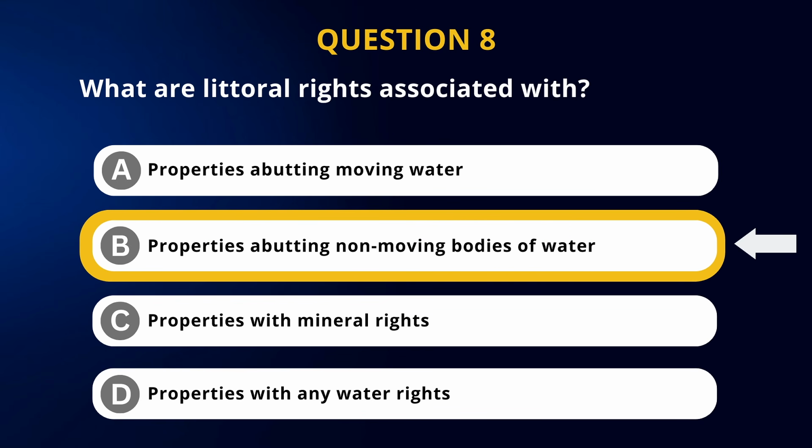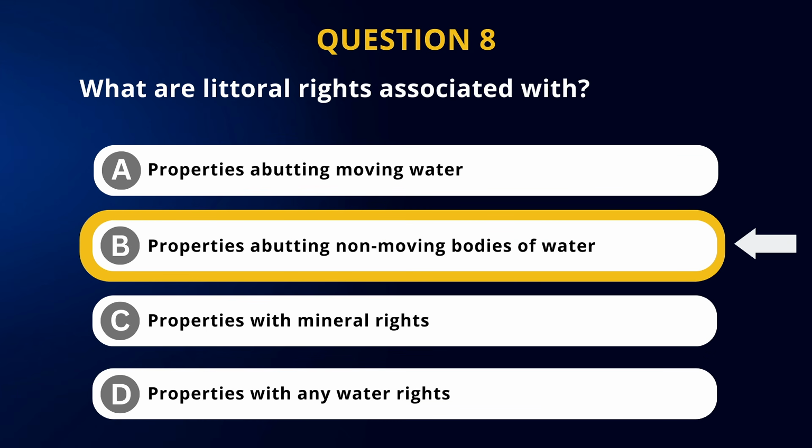Think of L, littoral, or the O in littoral, for oceans and Great Lakes. And so littoral rights are properties abutting, or next to, that's what abutting means, non-moving bodies of water. I mean, all water is moving, so they don't mean it like that. But they mean it's just non-flowing, like rushing, that kind of stuff. Now, riparian rights, the opposite ones, deal with flowing bodies of water. So that's an easy one to remember. Think of riparian R, river. Rivers are flowing. So riparian rights deal with flowing bodies of water, and littoral rights deal with non-moving bodies of water.